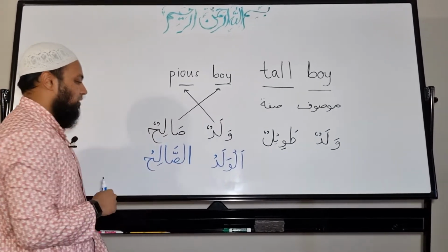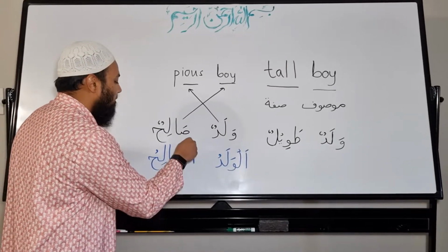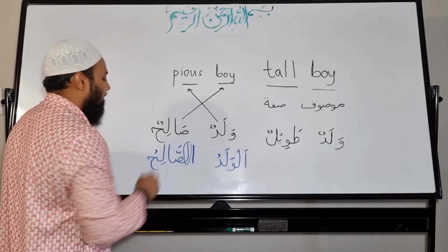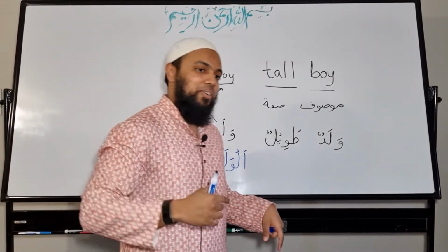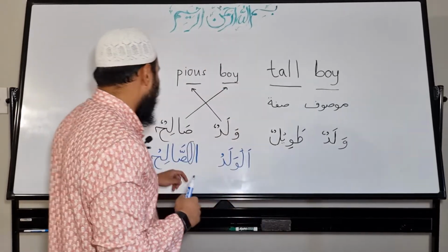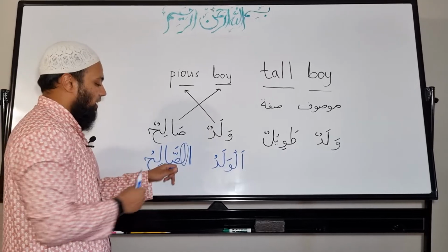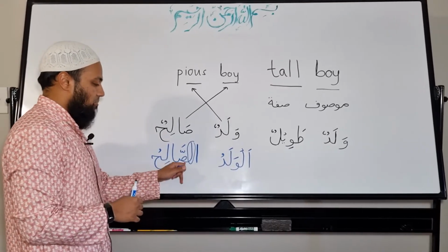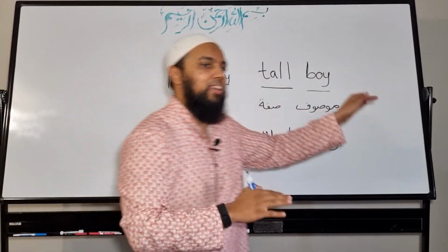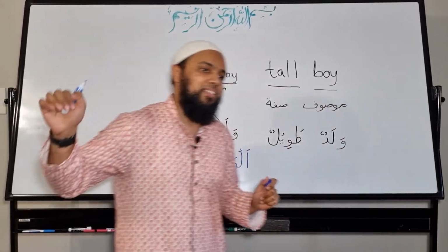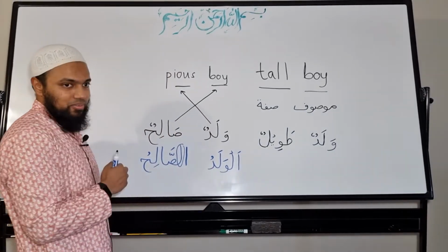But what about the lam? Why are we not reading the lam? Now comes the concept of the sun and moon letters, huruf al-shamsiya wa huruf al-qamariya. Whatever letter is there after the lam, we look at that and then we judge based on those 14 letters that are sun letters and 14 letters that are moon letters. So that is why al-waladu salihu.